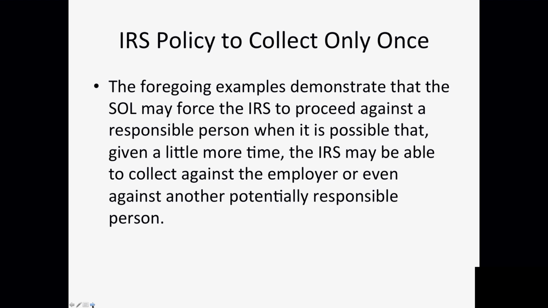And again, it can't trust that the company is going to be solvent and will have the full amount. And that's why it's going to potentially make assessments against every responsible person that it has found during its investigation.